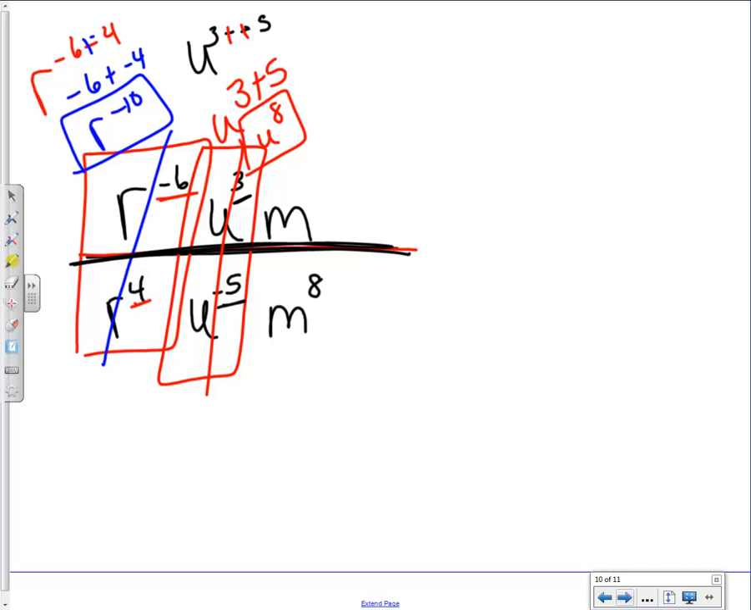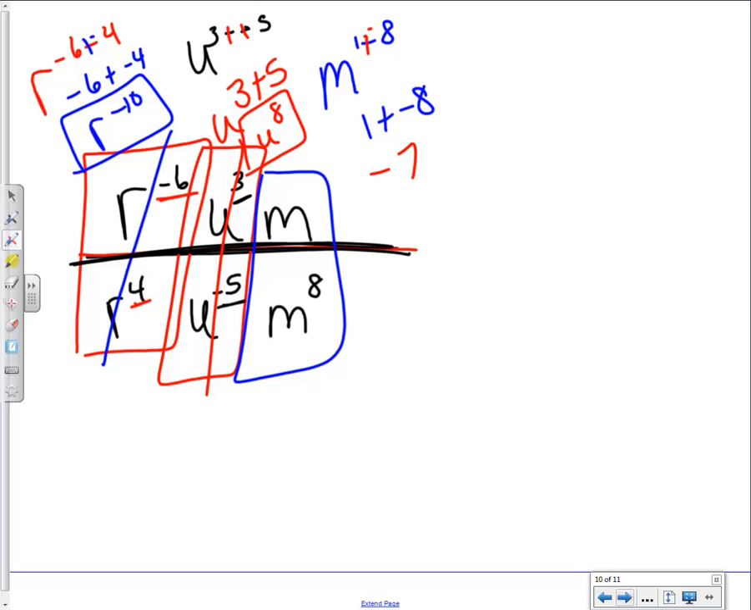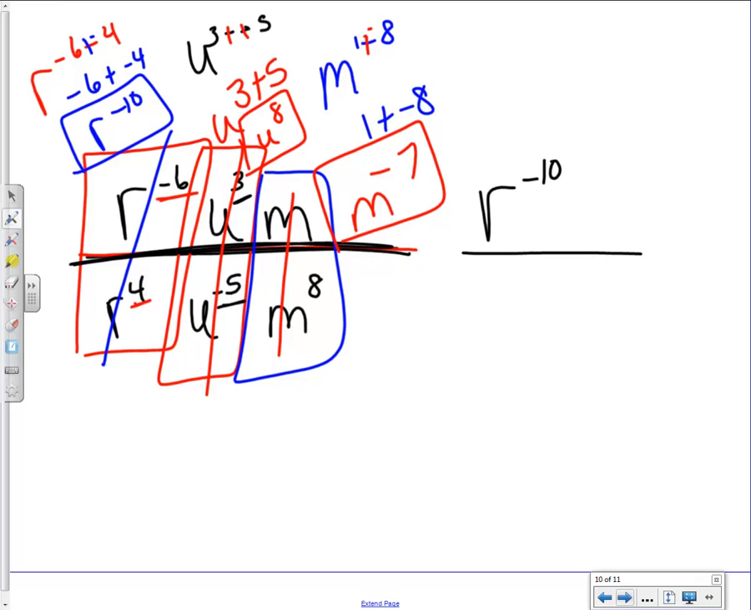Okay. The m's, I have m to the 1st minus 8. m to the 1st plus a negative 8. I'm going to change the sign. Signs are different. I'm going to subtract and take the sign of the bigger number, and so m to the negative 7th is what I have. So here's how it goes. I have r to the negative 10, u to the 8th, and m to the negative 7.